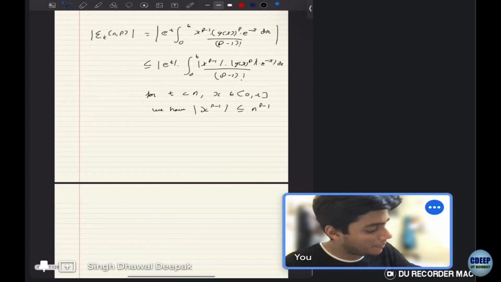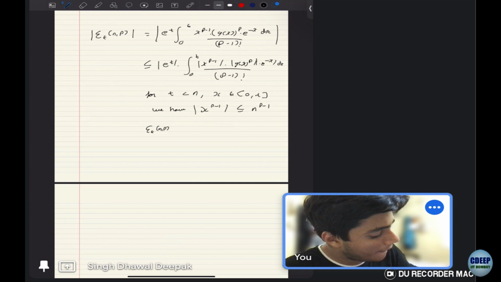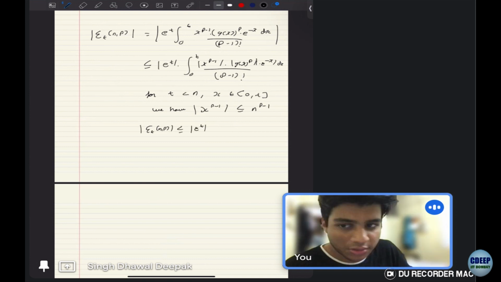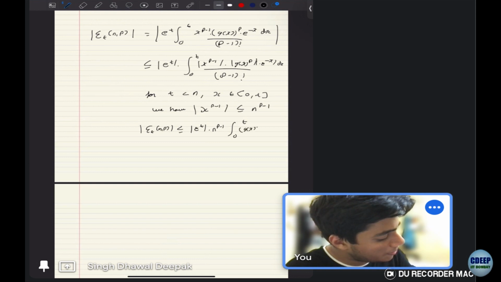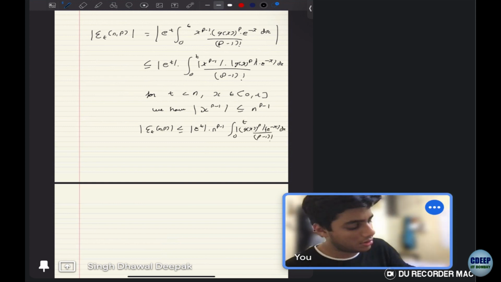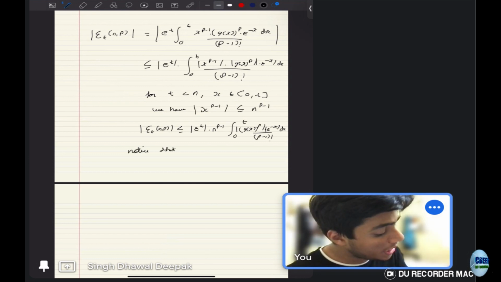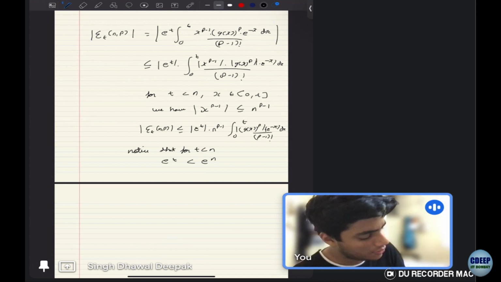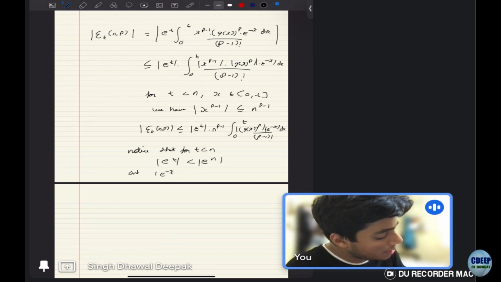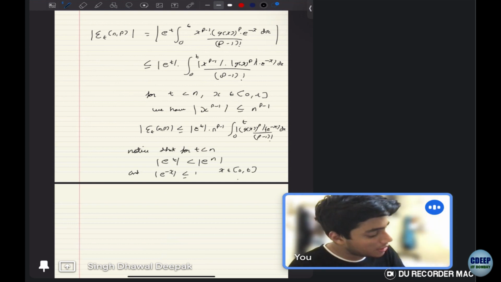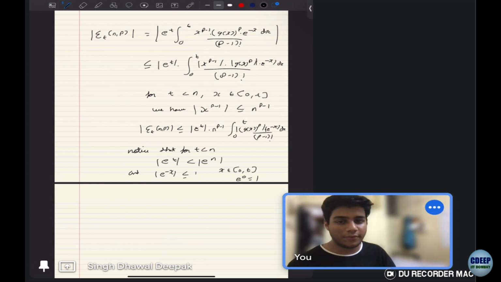So we get epsilon_t(np) is less than e^t times n^(p-1) into the integral of mod g(x)^p mod e^(-x) dx divided by (p-1)!. Notice that for t less than n, e^t is of course less than e^n, although e is always positive, right? And e^(-x) mod is less than 1. Why? Because x belongs to 0 to t, and e^(-x) is a decreasing function, and e^0 is 1. So we can always just write this.